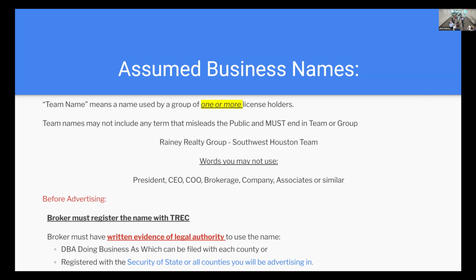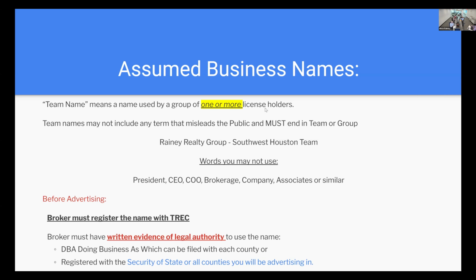Before advertising, it must be registered with TREC. And that is either you get yourself an LLC if you're looking at tax purposes, or an S corp. You file it with the Secretary of State, and then you bring us a copy of it, and we file it with TREC. If you're just going to use it for advertising, and you're not worried about business tax purposes, you can just do a DBA through the county. You can go to any of the courthouse annexes to file it.